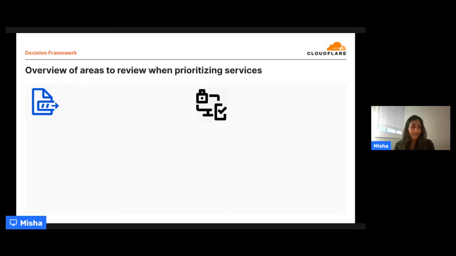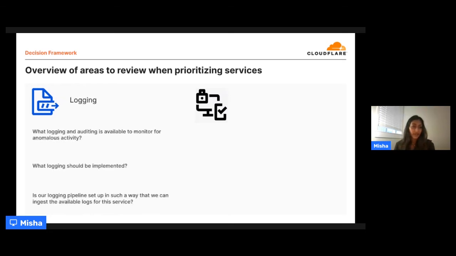So, two more areas. Logging. So what logging and auditing is available to monitor for anomalous activity, and what logging should be implemented? And is our logging pipeline set up in such a way that we can ingest the available logs?